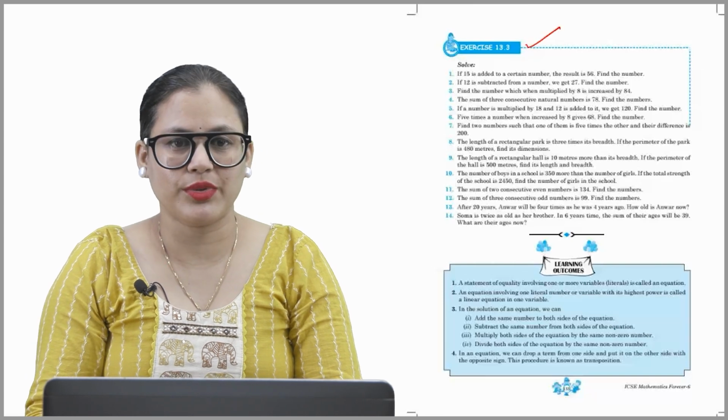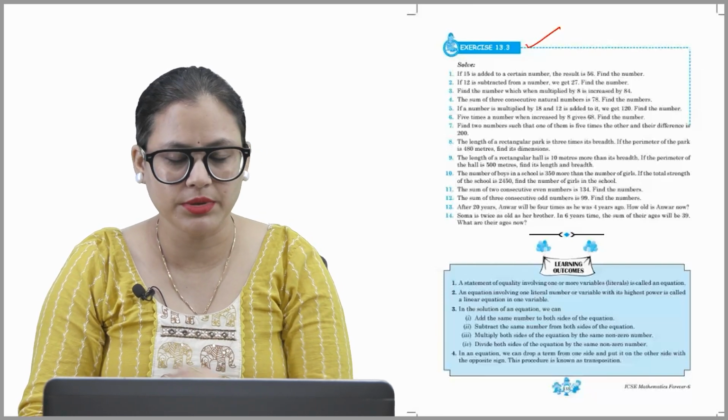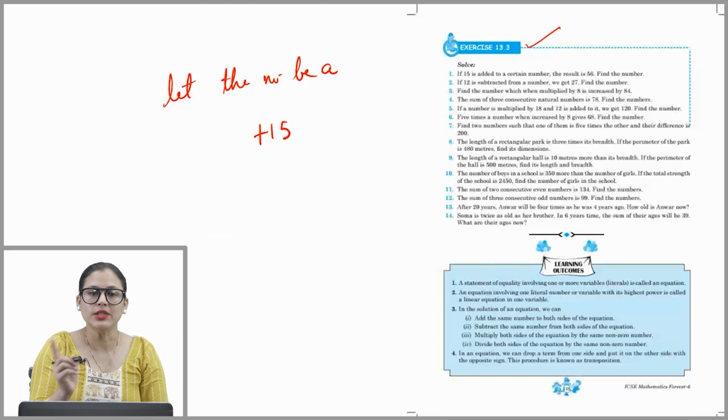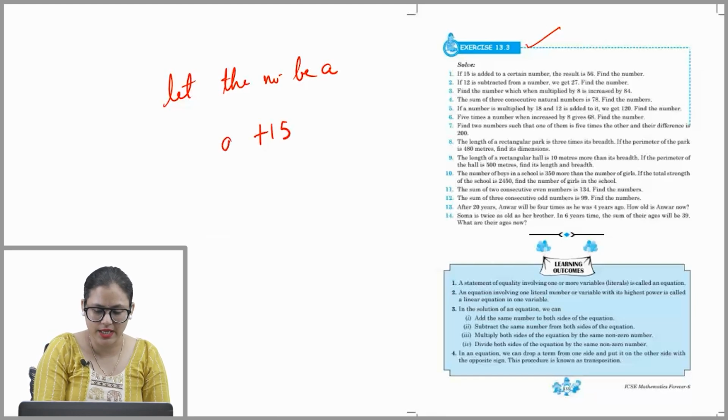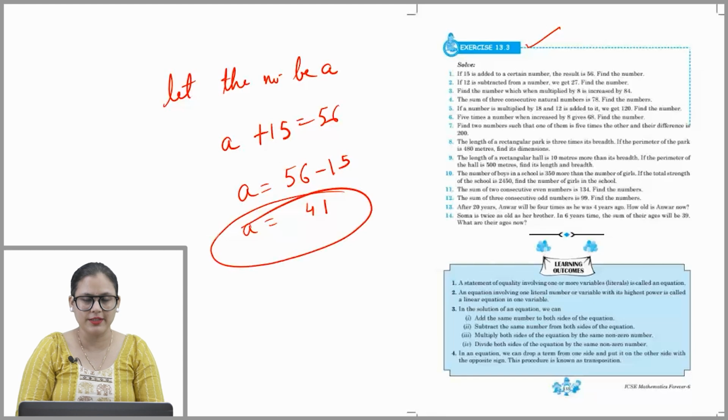Exercise 13.3: if 15 is added to a certain number, the result is 56. Find the number. We don't know the number, so let the number be a. 15 is added to a certain number, and the certain number is a, and the result is 56. So a is equal to 56 minus 15. 6 minus 5 is 1, 5 minus 1 is 4. So 41 is the answer.